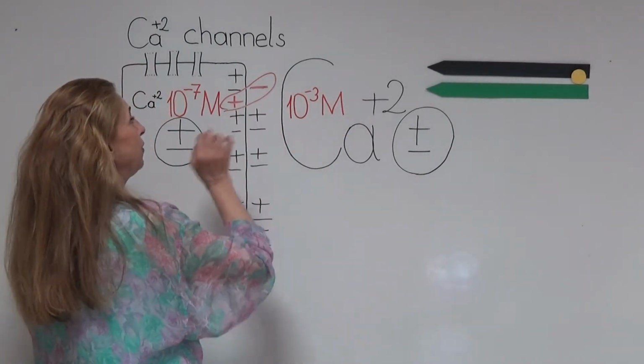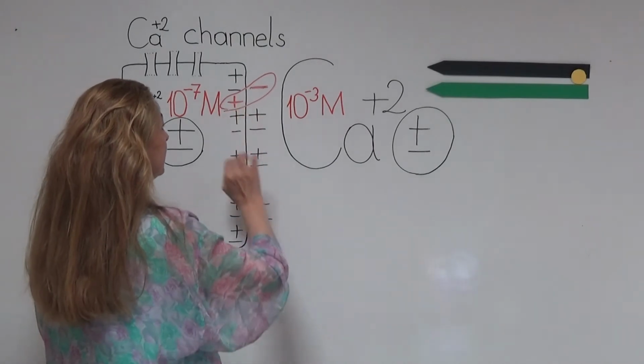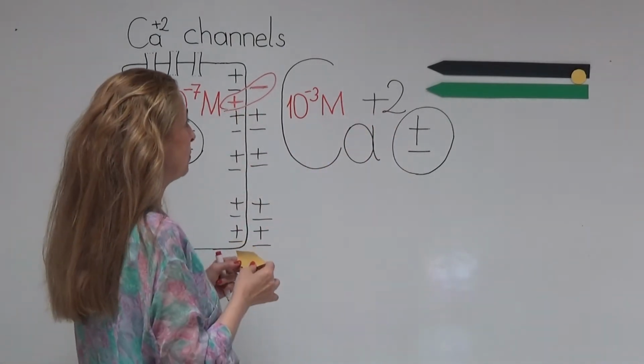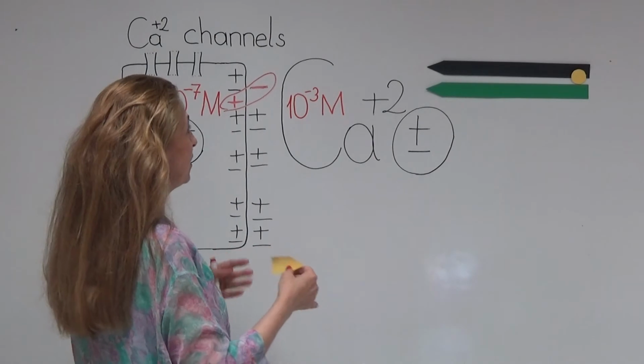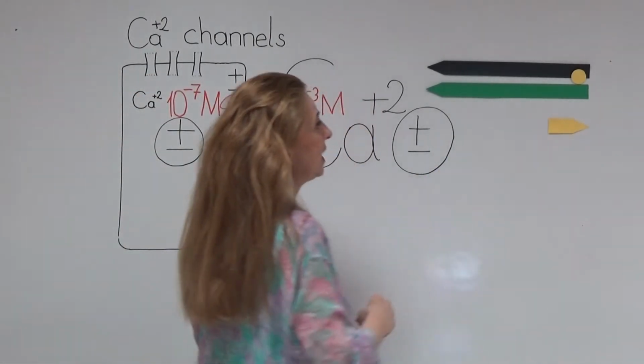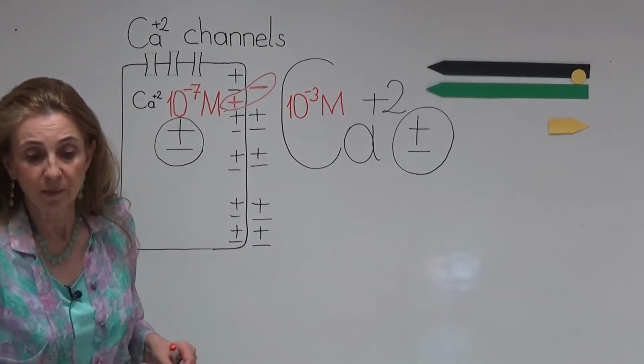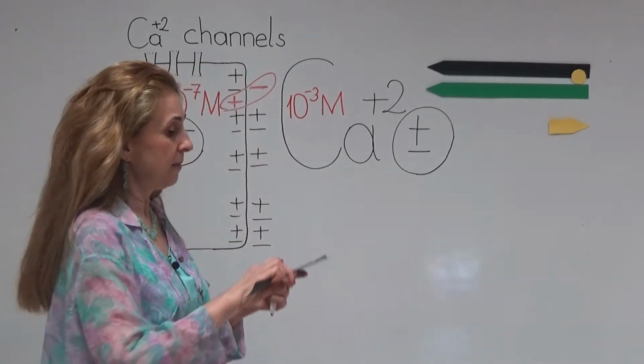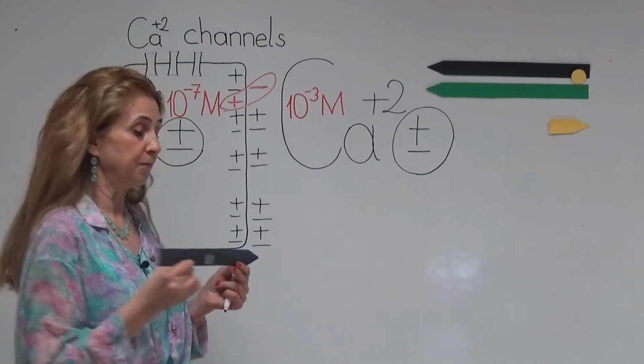The positive end of this electrical force is inside the cell, and calcium is also positively charged. So positive charges repel each other. This means that the electrical force has to be outward. What about the chemical force? The chemical force is going to stay the same.